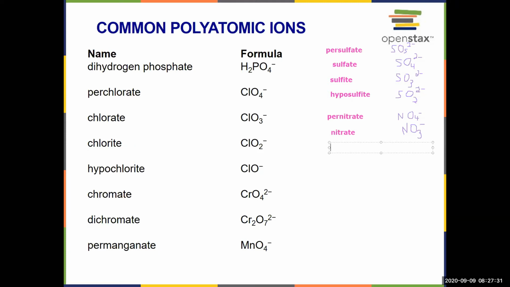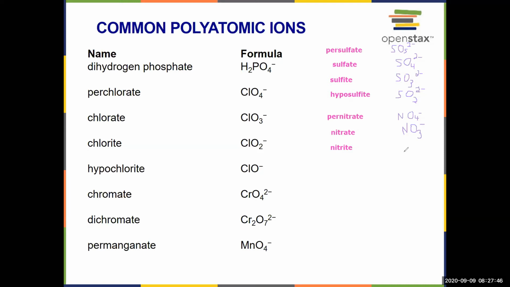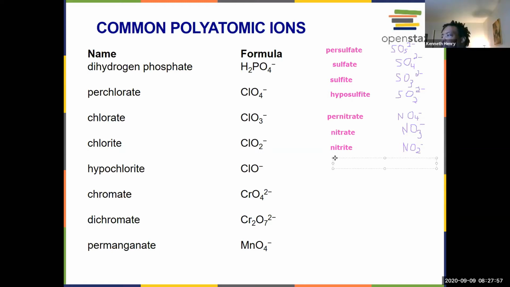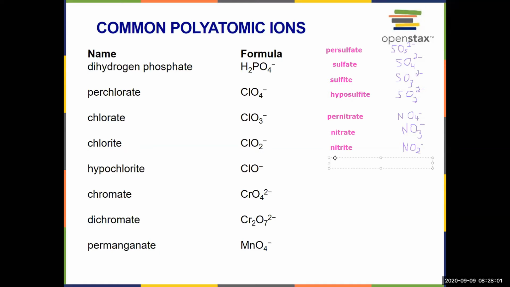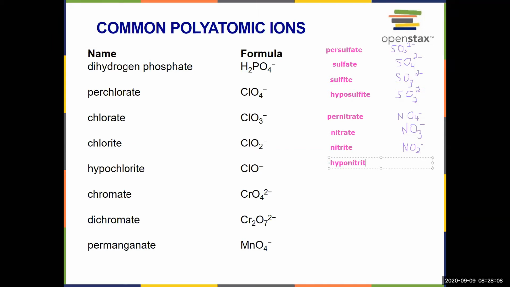Okay, so what would be the one that is one oxygen less than nitrate? Nitrite. Yeah. Okay, and that chemical formula is NO2 negative. And the one that's one less than nitrite? Hyposulfite? You mean hyponitrite? Yeah, hyponitrite. And so that's going to be NO negative.